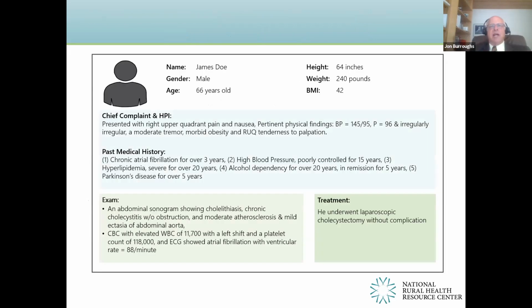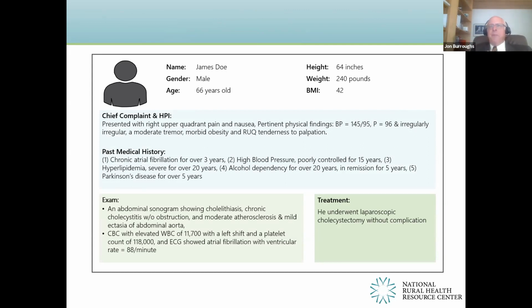I'm going to show you a real life example and show you what's on the table here. So this is James Doe, who's obese. He has a BMI of 42. He comes in with right upper quadrant pain, which is obviously suspicious for gallbladder disease, a little hypertensive, pulse is a little high and irregular, for non-clinicians out there. That often goes along with atrial fibrillation, which is an irregular rhythm.